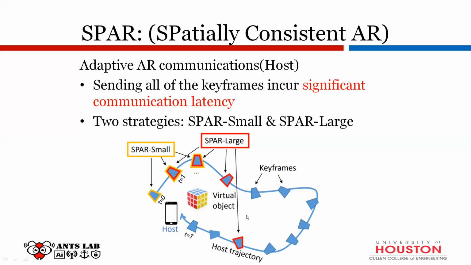The way they talk about small and large, I think, is that SPAR small is better in a smaller environment, and SPAR large is better in a large environment. Because if you use SPAR large, that means you are sending the keyframes close to the virtual object, right? And if you're in a large environment, doing so will filter out the redundant information that is not close to the virtual object.